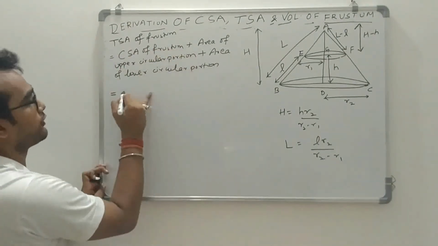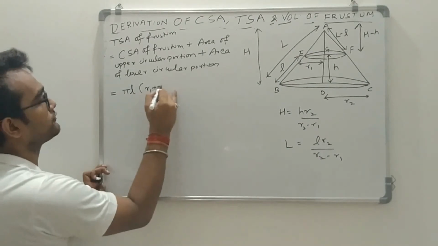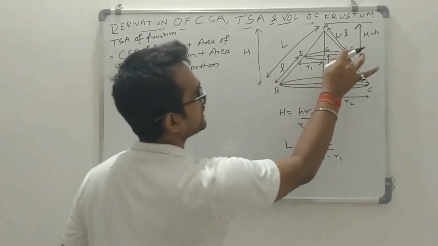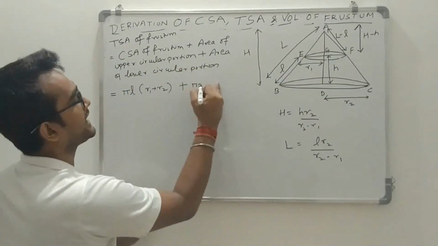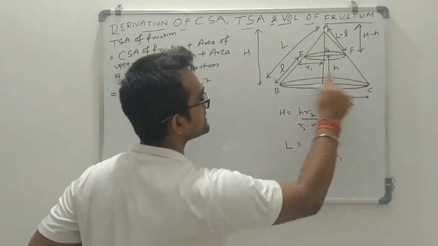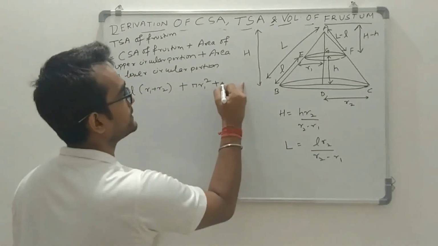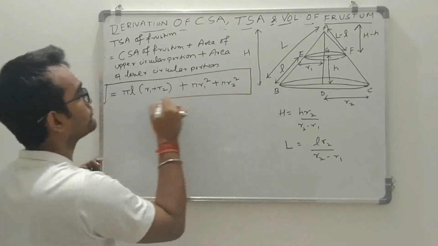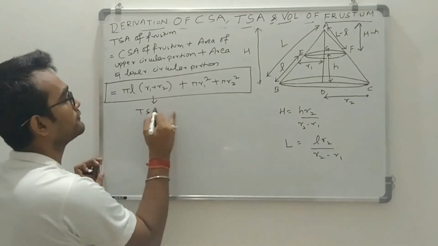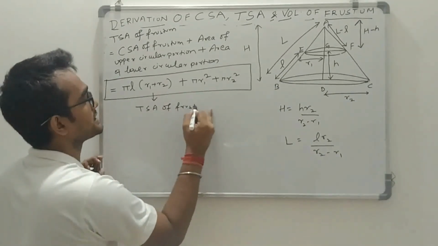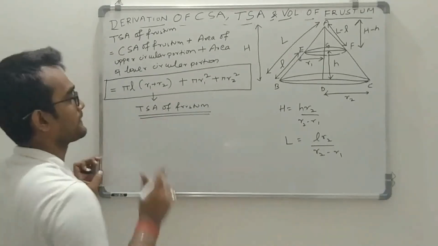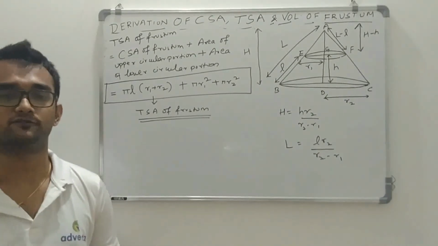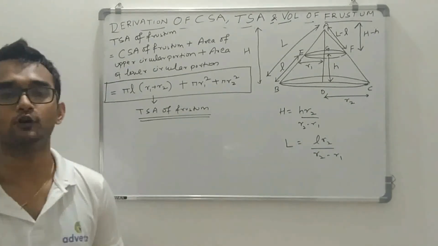The CSA of Frustum was pi L into R1 plus R2, which I just derived. The area of upper circular portion, the area of this circle, will be pi R1 square, and the area of this circle, that is the lower circular portion, will be pi R2 square. So this is the formula of total surface area of Frustum. After deriving the formulas of curved surface area of Frustum and total surface area of Frustum, I will derive the formula of volume of Frustum.